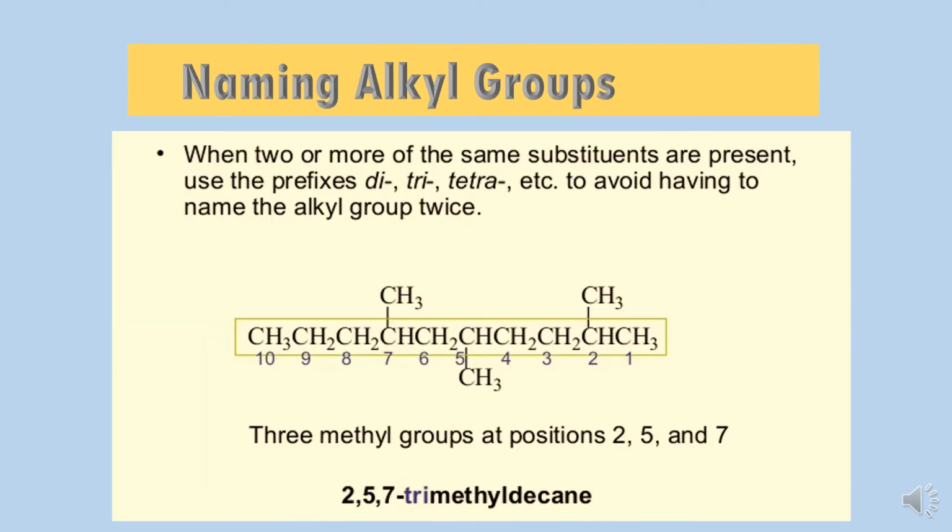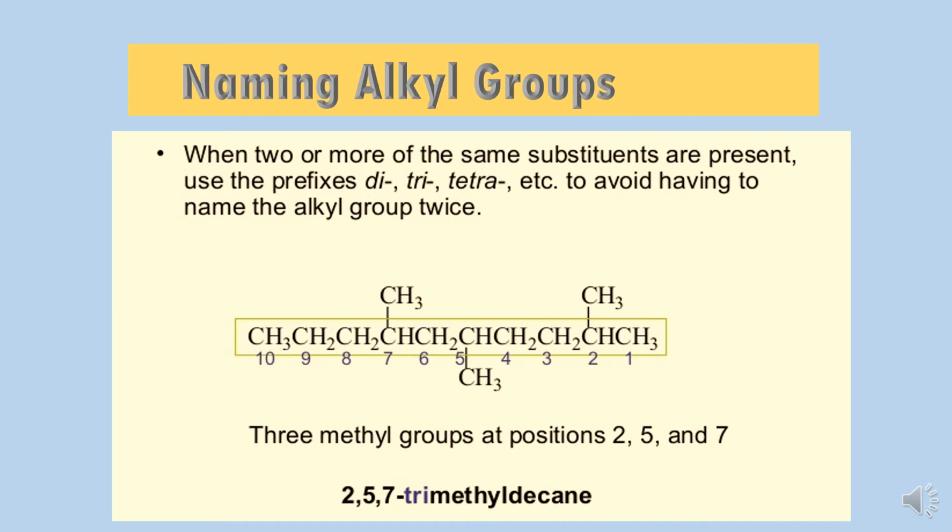Now, if 2 or more of the same substituents are present, we can use the prefixes di, tri, tetra, so that we need not repeat the names. For example, here you can see this compound has 3 methyl groups present on the parent chain. So we need not write methyl, methyl, methyl 3 times. Rather, we can simply write 2,5,7-trimethyl decane. And one important thing is that the positions of these groups must be followed by a hyphen before writing the name. So 2,5,7-trimethyl decane.